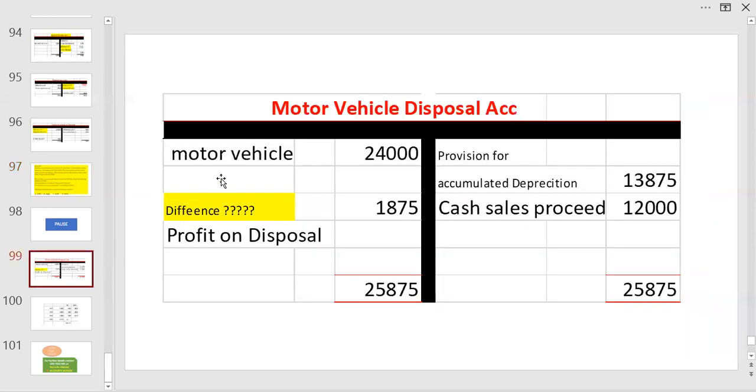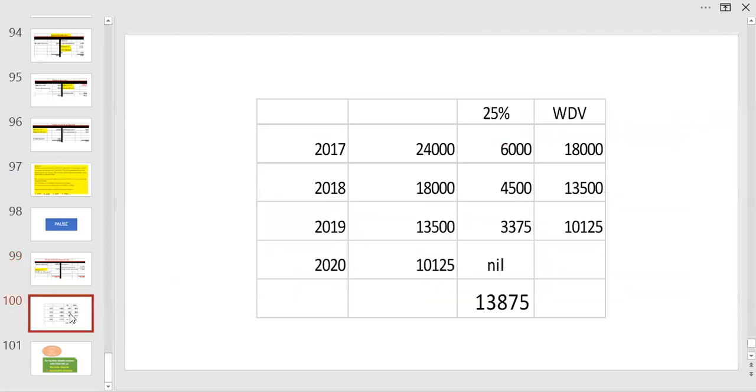The motor vehicle, the cost will have to be transferred, which is 24,000. And the cash sales proceeds, it is given in the question, which is 12,000. Now we have introduced a figure, accumulated depreciation, 13,875. So how did we get this? There's a working, if you see this, in a reducing balance basis, this is how it is done.